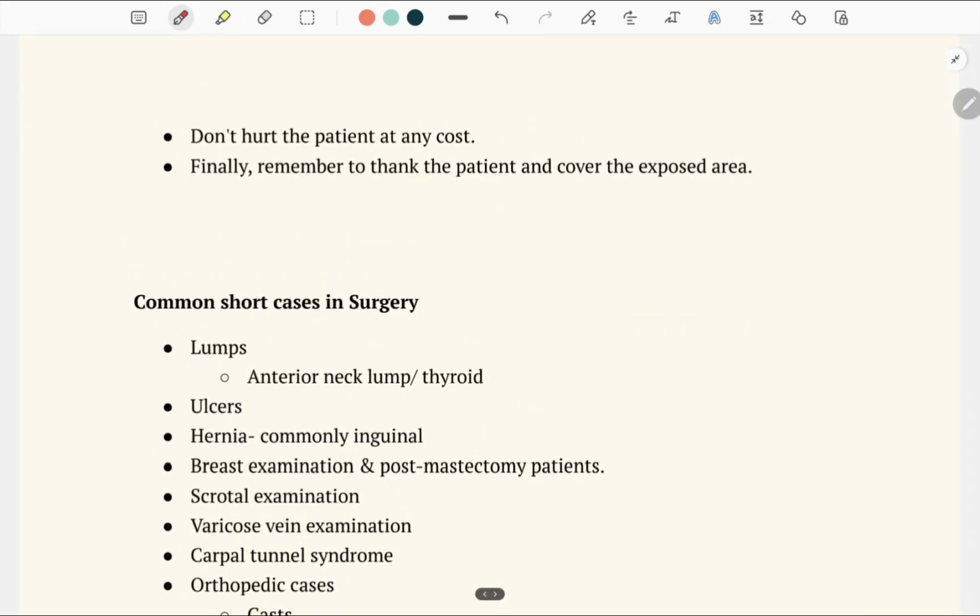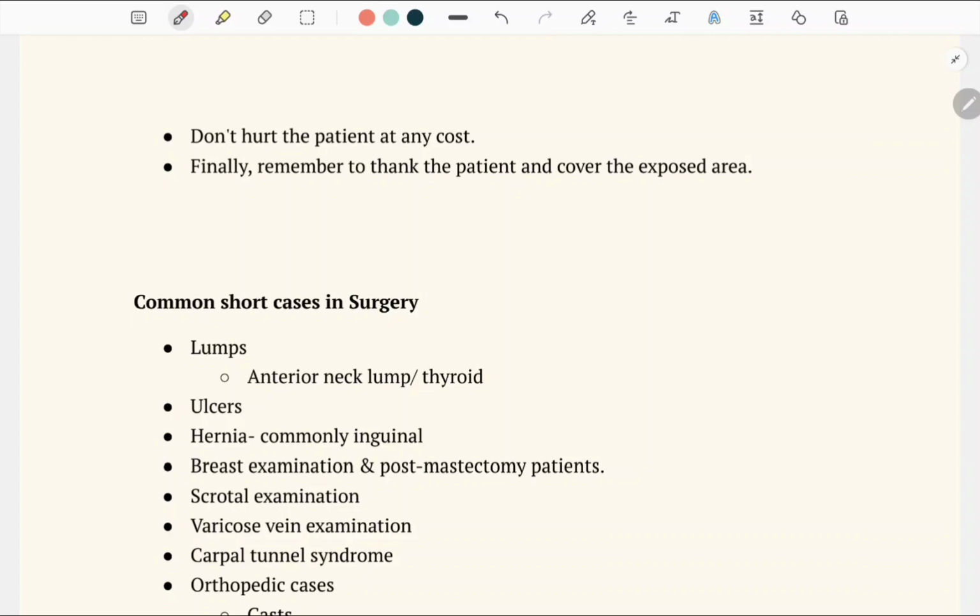Next of all, and always when you're doing your examination, please don't hurt the patient at any cost. So if there's a tender lump, ask them whether it's tender, and look for any signs of inflammation. Just tell the examiner that the patient complains of pain, so you don't have to proceed with the examination.